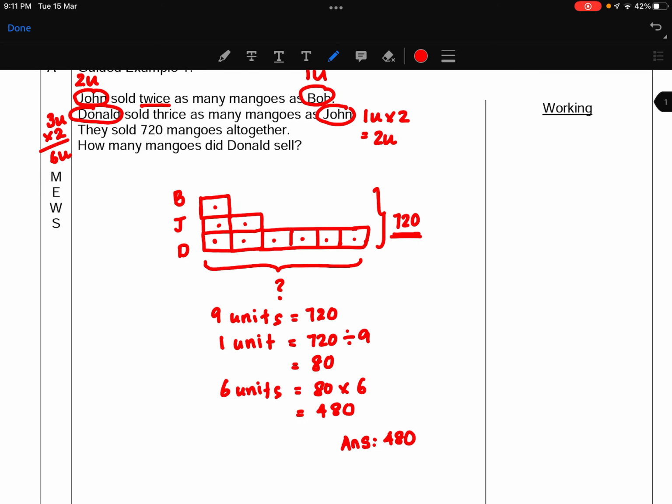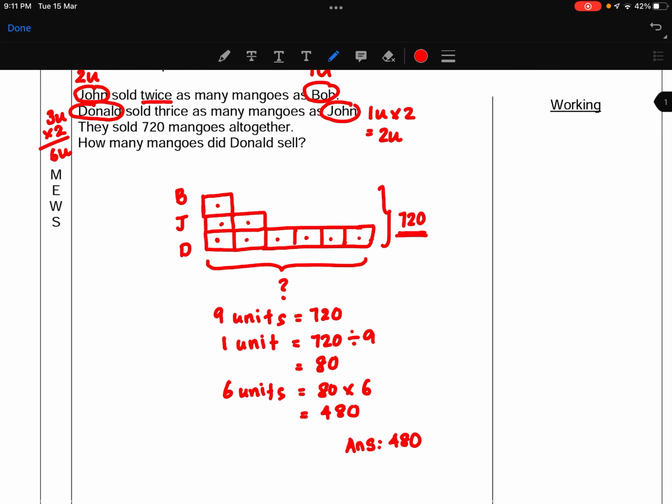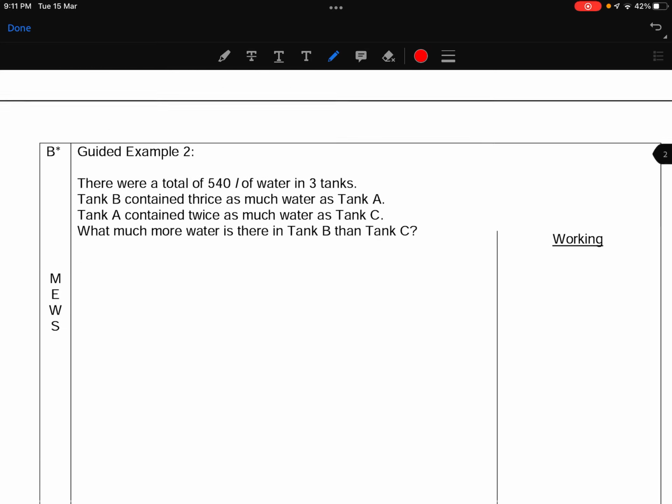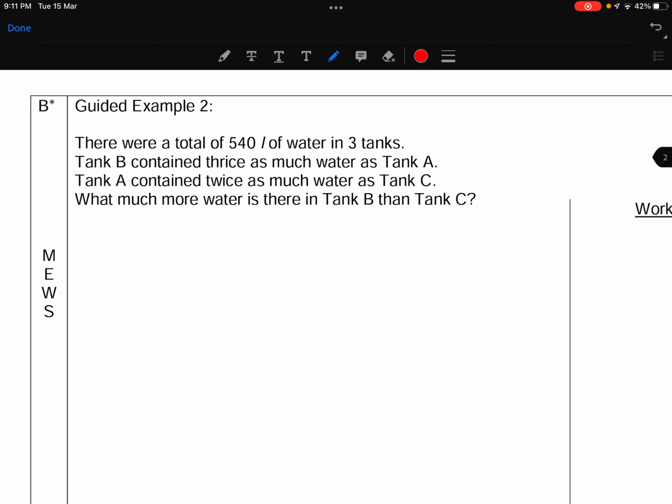Alright, if you need to copy this down, you probably hit the pause button. I'm going to go to example number 2, guided example 2. There were total. Now, just now in the question above, the total was given towards the end. But this time, the total was given in the first sentence.